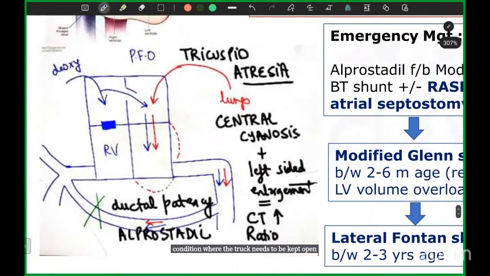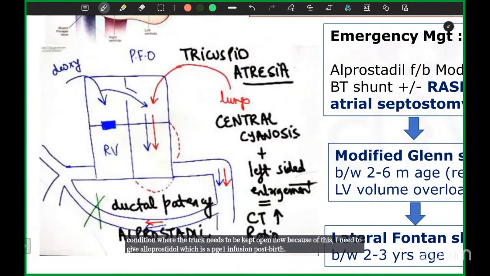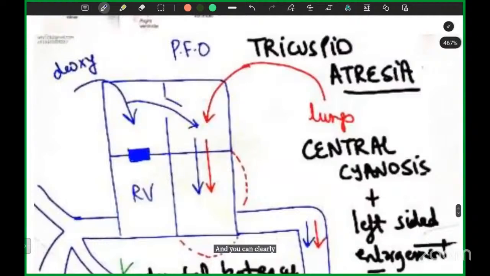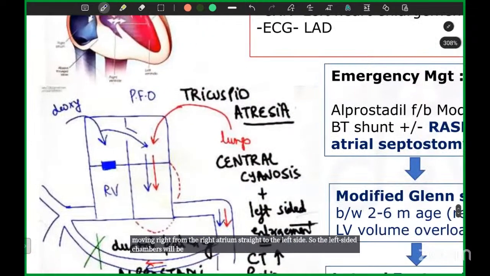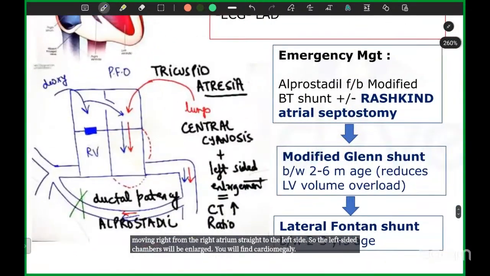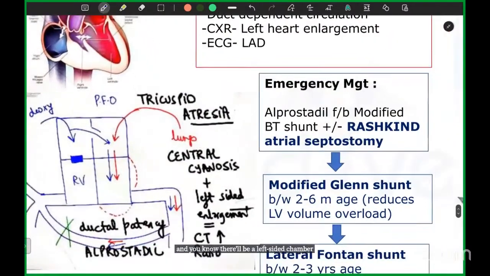Now, because of this, I need to give alprostadil, which is a PGE1 infusion post-birth. As you can clearly see, because the tricuspid valve is atretic, the blood is moving right from the right atrium straight to the left side. So the left-sided chambers will be enlarged. You will find cardiomegaly. You will find central cyanosis right at birth because there's complete mixing. And there'll be a left-sided chamber enlargement, which you will encounter on the X-ray.